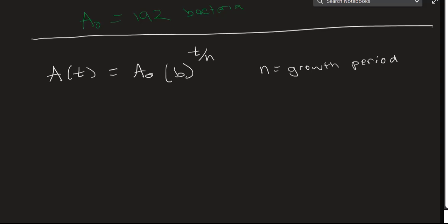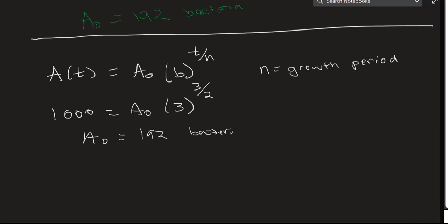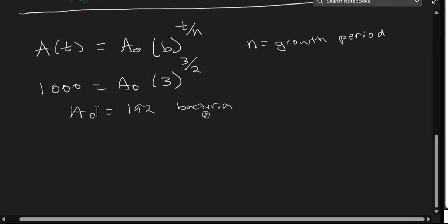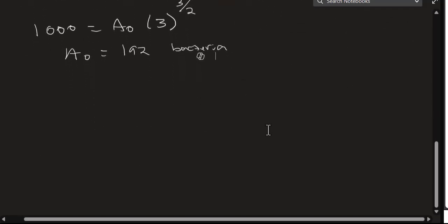So in this case, if we had our same bacteria problem, we would write it out as 1,000 equals A naught times 3 to the t, and it was 3 hours, over our growth period, which was 2. And then you can see that ends up with exactly the same problem that we had up above, with A naught ending up being 192 bacteria. Okay, so let's apply this to some other problems. Actually, before we do that, let me show you one other way to do it.